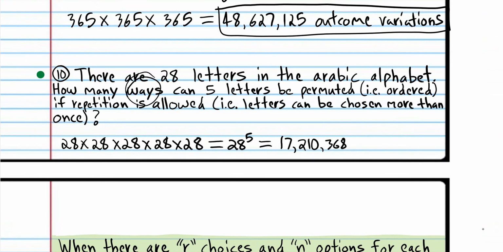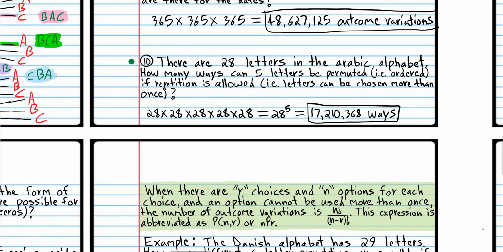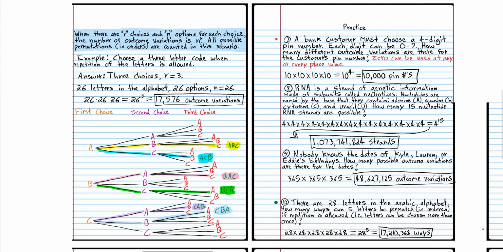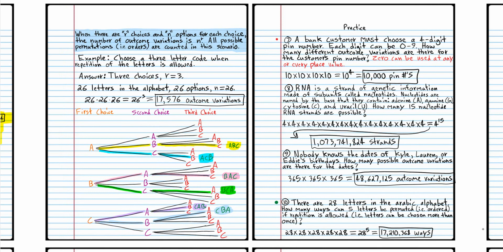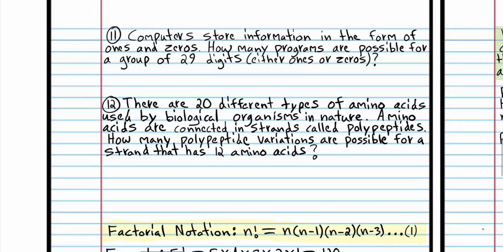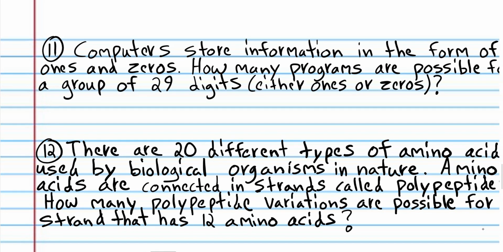So let's see if we can scrunch that in a little bit. It says how many ways. So instead of outcome variations, we can just write ways if you'd like. Again, there's a lot of different ways to name the things that we're counting. It's not really that important. What's important is knowing how to do the math. So I want you to take a picture of these problems and try number 11, and when you come back, we'll do it together.